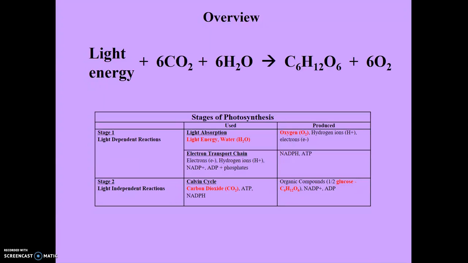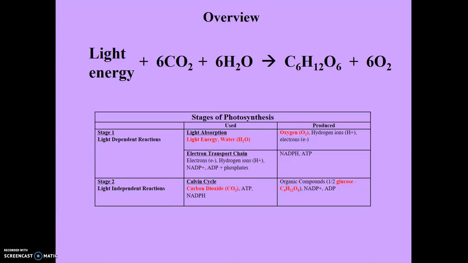Here's a quick overview of the whole series of reactions. And so at the top here we have our chemical equation for photosynthesis. Light energy plus 6 CO2 plus 6 H2O yields C6H12O6 plus 6 O2. Really, in short, light energy plus carbon dioxide plus water is going to produce sugars and oxygen, or glucose and oxygen. And so this breaks down what is used and produced in each stage of photosynthesis.